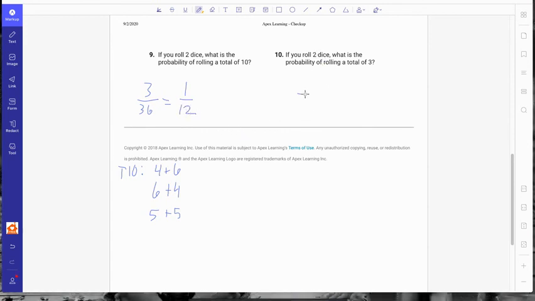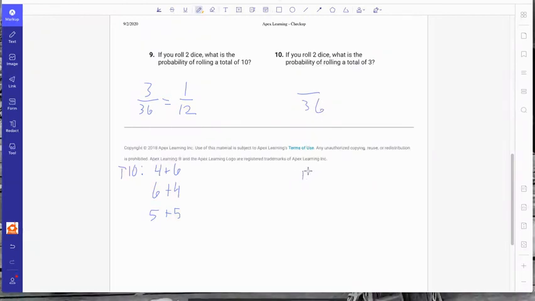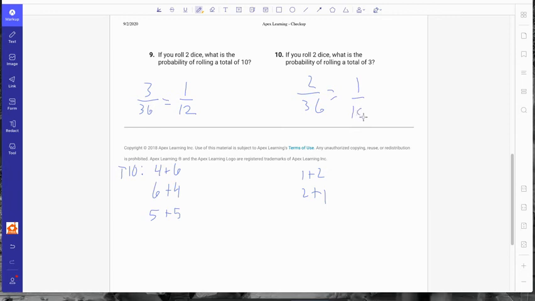You roll 2 dice, so again, 36 possibilities. We're rolling a total of 3. We have a 1 and a 2, and a 2 and a 1. Those are the only ways. So there's 2. 1 over 18.